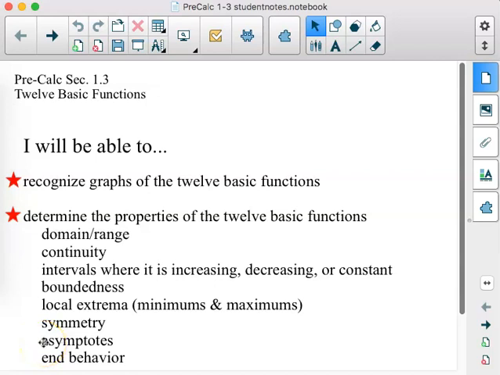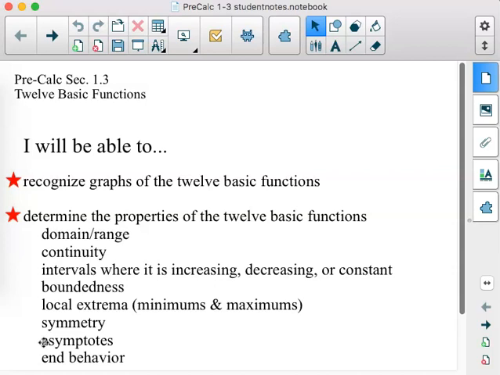In class yesterday, we did an investigation. If you watched the very short video introduction on that, we did an investigation of the 12 basic functions. And that was on that white worksheet that says 12 basic functions at the top. That was really the only homework because there wasn't a way to finish that in class.